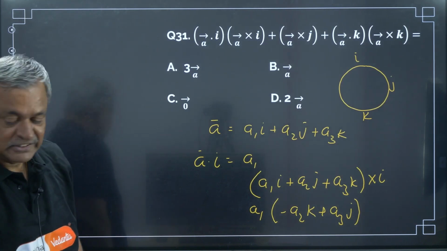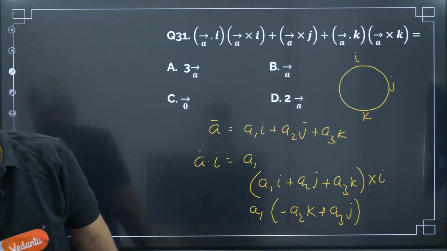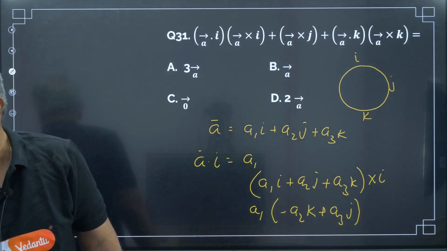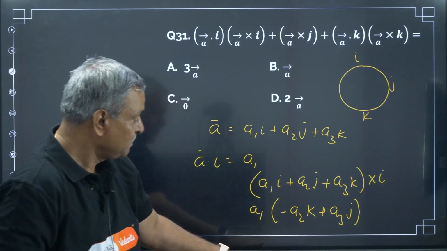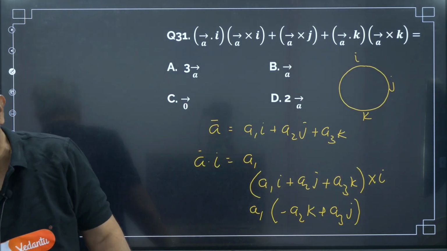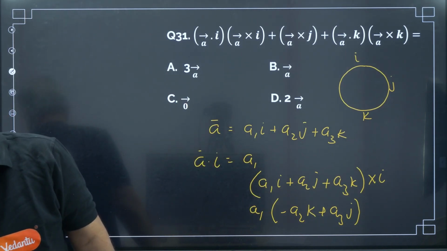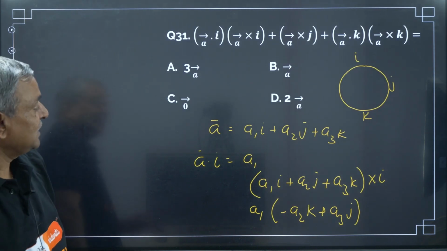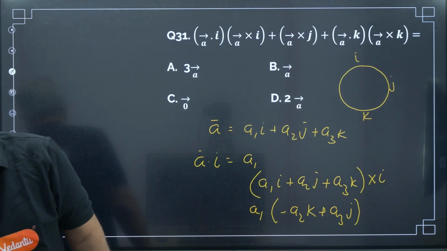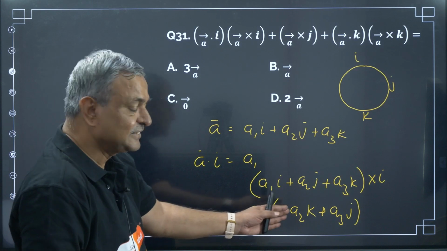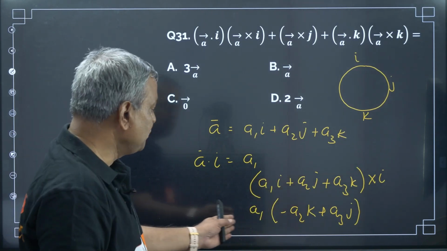If we follow the same thing, we get A dot I is equal to A1. Similarly, A cross I will give you A1 K minus A1 K. I cross I is equal to 0. So there is a mistake. Let me check if any mistake is there. So this is A cross I, perfectly correct. Once we write A1, this is perfectly right. Similarly, all will come. When you write, keep on writing.